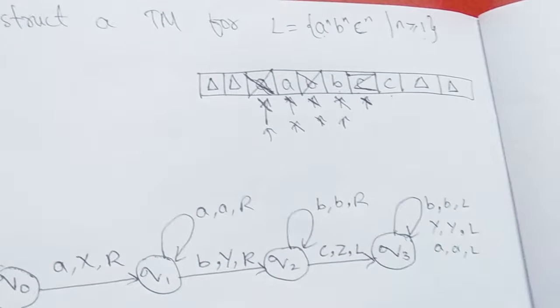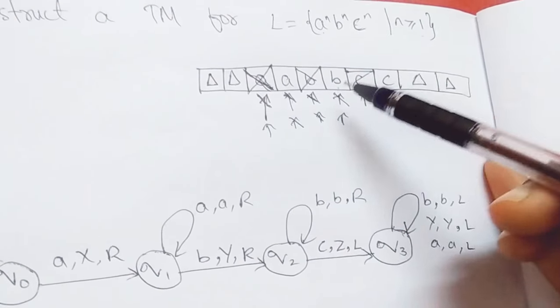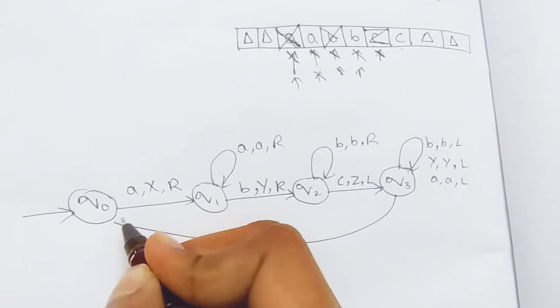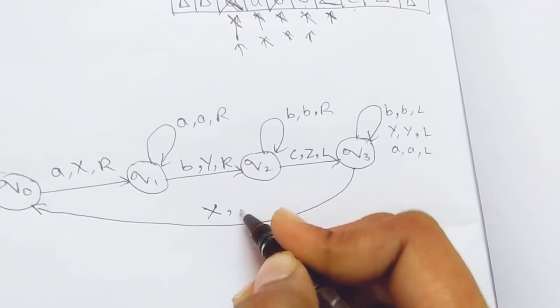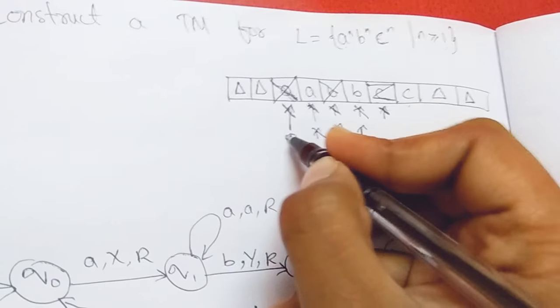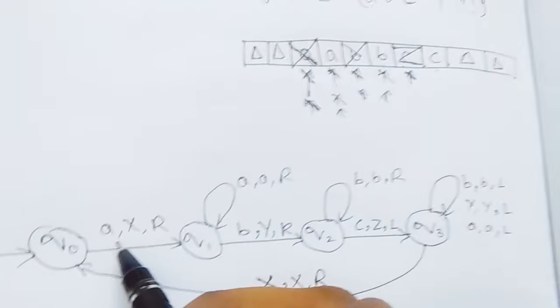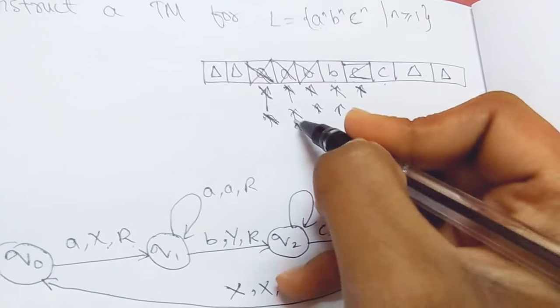I need to know that it has been processed, so the machine would know and it will move to right. So I'll have a transition state back to Q0: whenever the machine sees X, it will replace it with X itself and move right. Therefore the header will replace X with X and move to right. Now it's seeing A, which will be replaced with X and move to right.